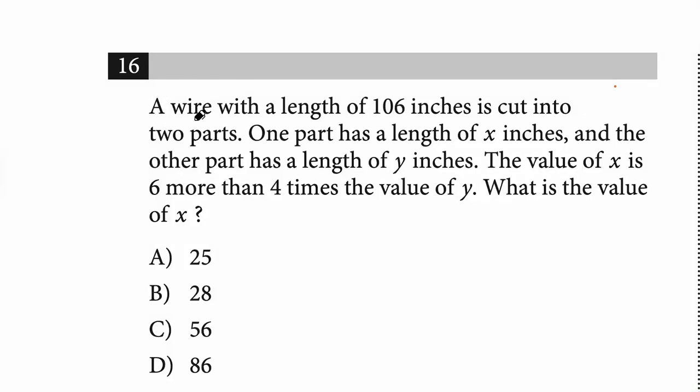Question number 16. A wire with a length of 106 inches. Let this be the wire, and the total length given is 106 inches, is cut into two parts. One part has a length of x inches and the other part has a length of y inches. So we have decoded the first sentence. This is the meaning of this.